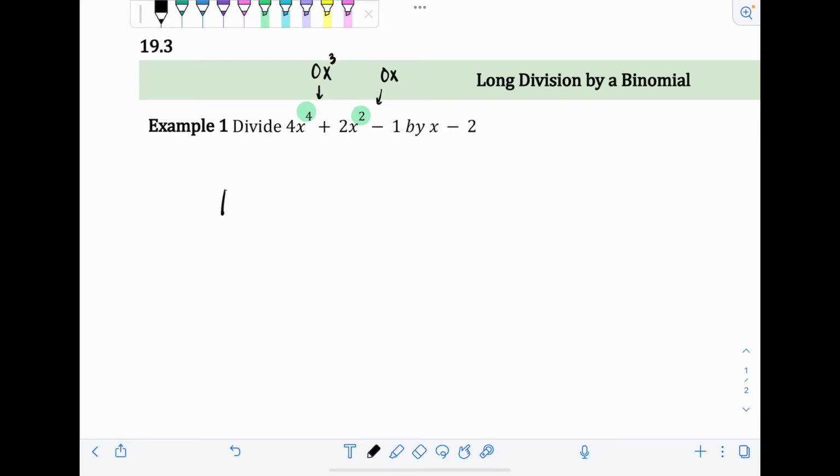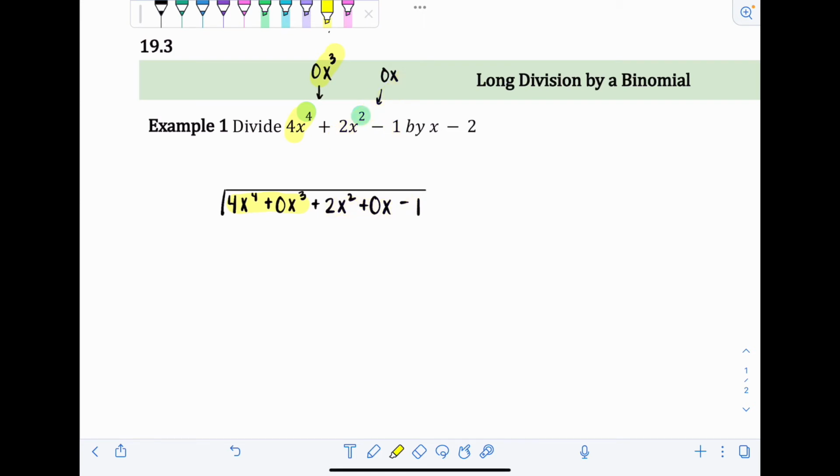So when we're setting up our problem, so 4x to the fourth, and then I skip x cubed, so I'd have to do a 0x cubed. And then next would be my 2x squared, and then I skip the x, so I'd have to put a 0x in there. And then next is my minus 1. So 4x to the fourth plus 0x cubed right here, plus 2x squared plus 0x right here, and then minus 1 right there.